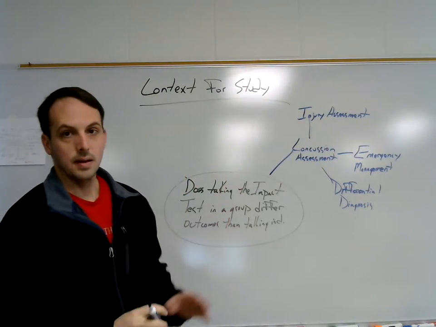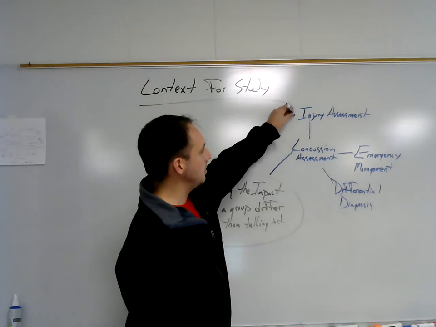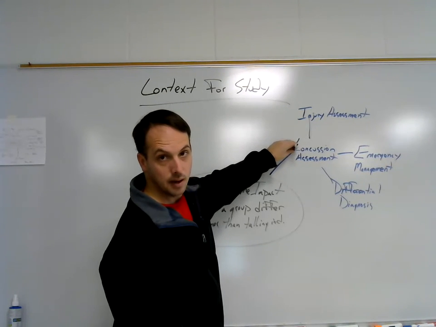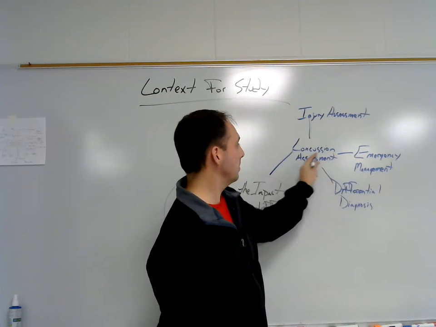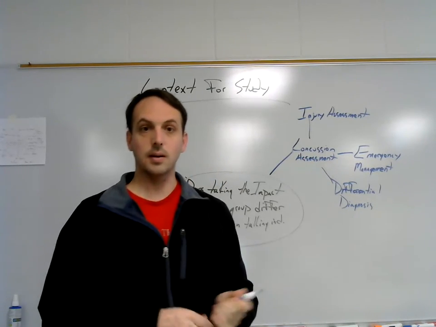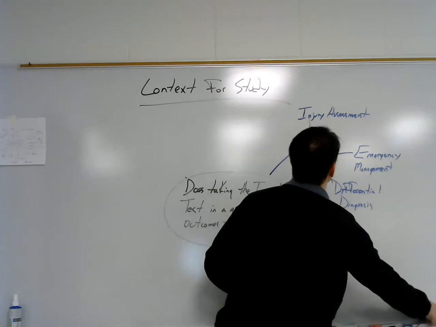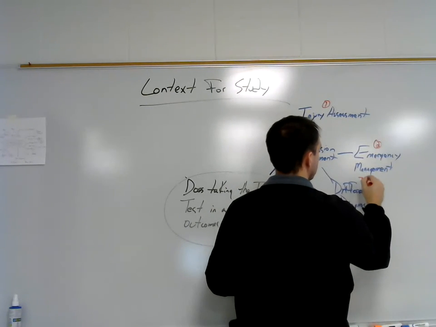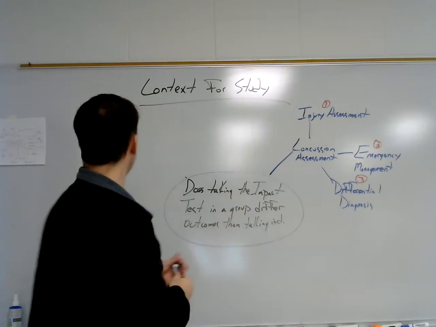So again, looking at this, each one should be bigger moving to smaller. You can see how a part of injury assessment would be assessing for concussions. A part of emergency management would be assessing for concussions. A part of differential diagnosis would be assessing for concussions. And we're going to look to try to get 20 of these. So this would be 1, this would be 2, this would be 3. Okay, and we're going to look to get 20 in the different aspects.